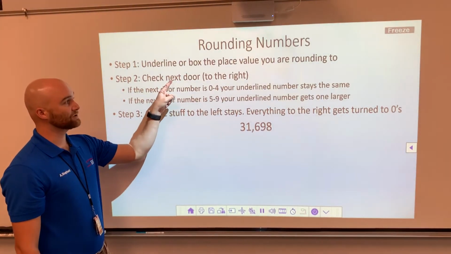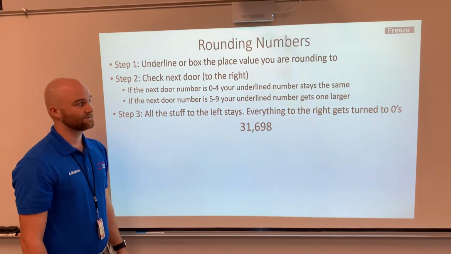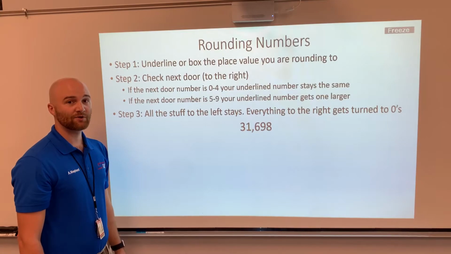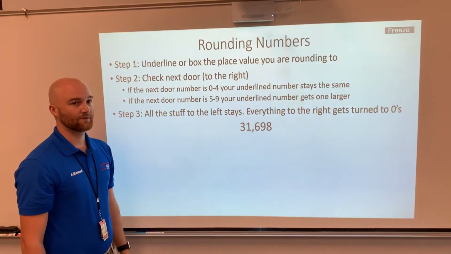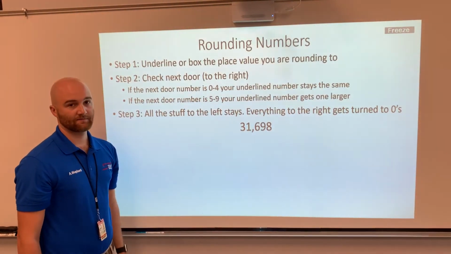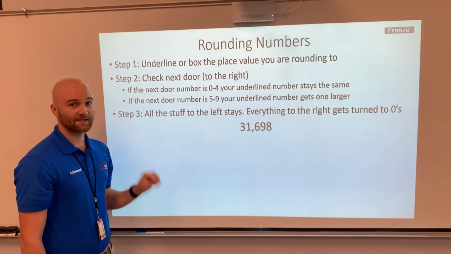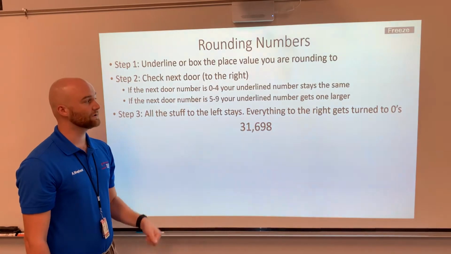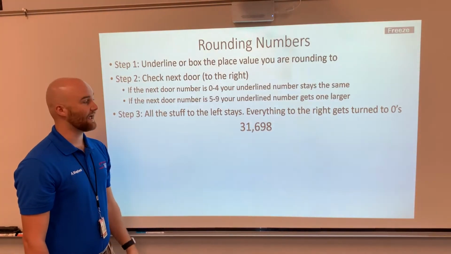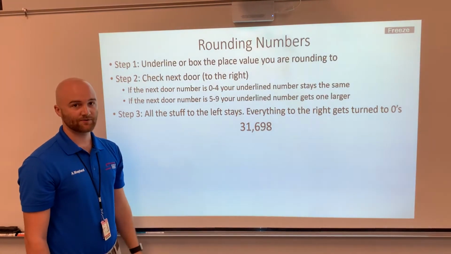Next, I want you to look next door. Look to the right of wherever you placed your box and see what number you see. What number is your arrow pointing at? Is that number 0 to 4, or is that number 5 to 9? If it's 0 to 4, you're going to keep the number in the box the same. If it's 5 to 9, you're going to make it 1 larger. Then everything to the left will stay the same. Everything to the right will get turned into zeros.